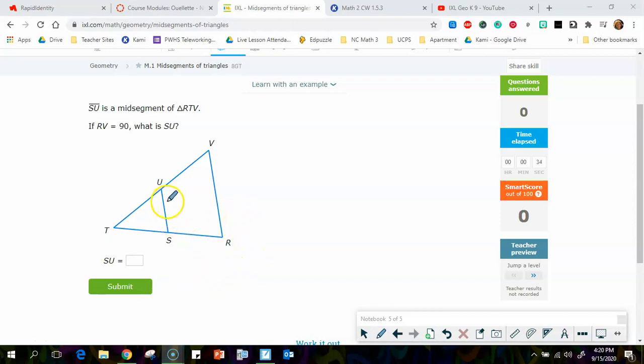If you remember, the mid-segment of a triangle joins together the midpoints of two sides of the triangle. So this US is a mid-segment. And remember too that the mid-segment is half the measure of the side of the triangle that it's parallel to. So the length of US would be half of the length of side VR. So it's asking if RV or VR is 90, then if this is 90, what is US? It would be half of that, so that would be 45.